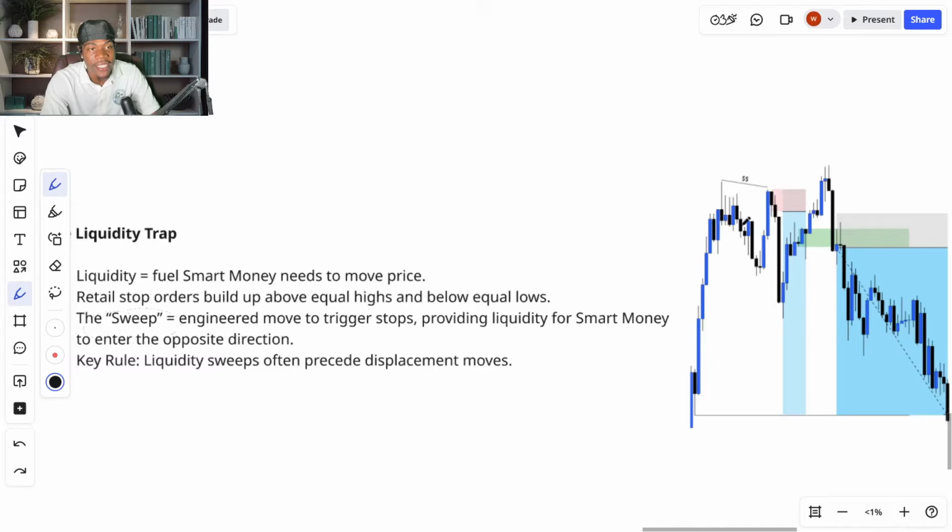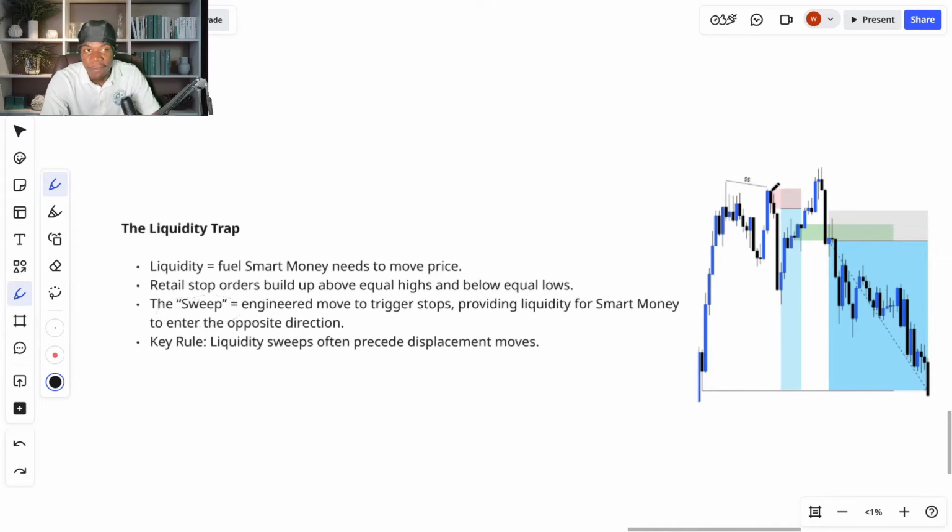As you can see right here, this is our liquidity sweep. A lot of traders might have taken this trade right here. Price went higher and respected this old high to then extend lower and give us a market structure shift. On the pullback, a lot of traders might have placed their trades right here. But this right here is a low resistance liquidity run. This is what we call a low resistance liquidity run.